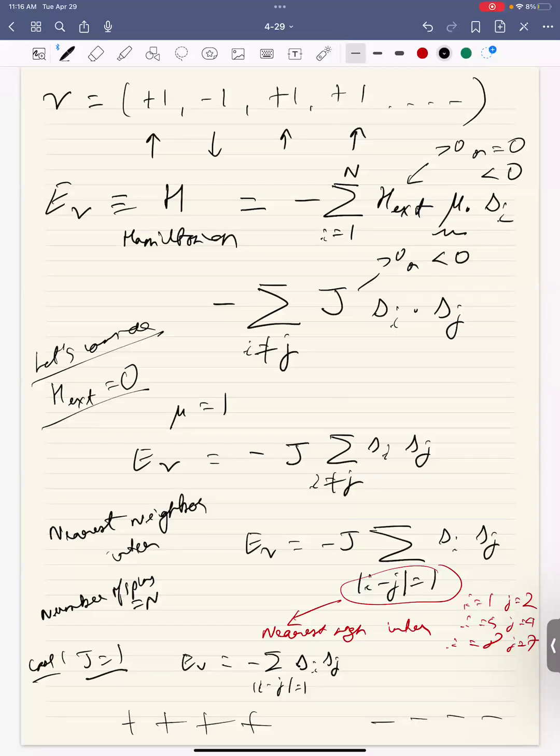Of course, as you increase the system size, these flips will become less and less likely, right? Because a lot of things have to move at the same time. So that's case 1 when J is equal to 1.